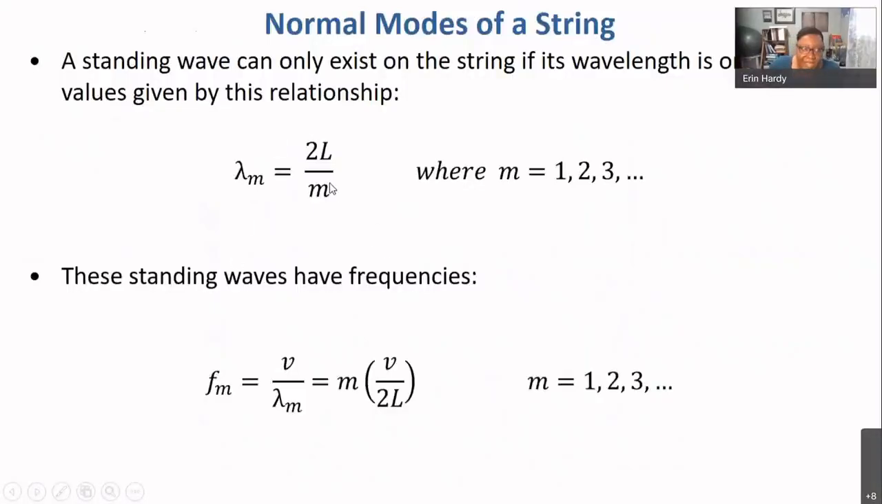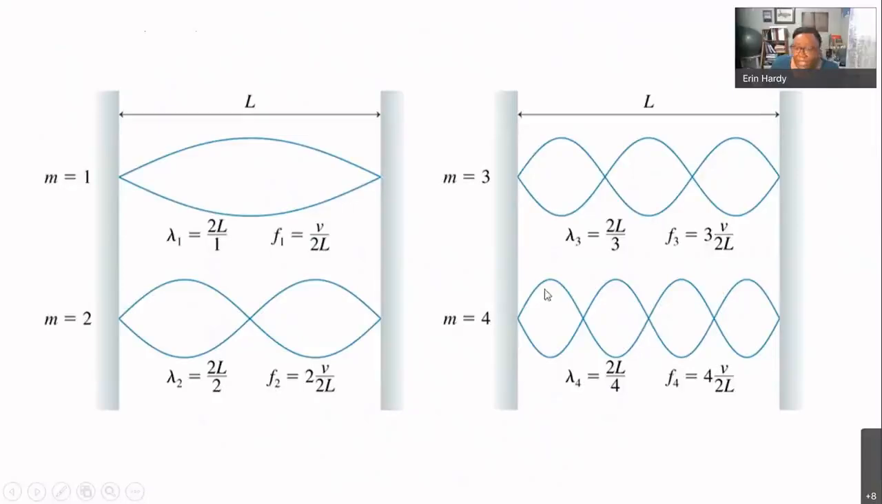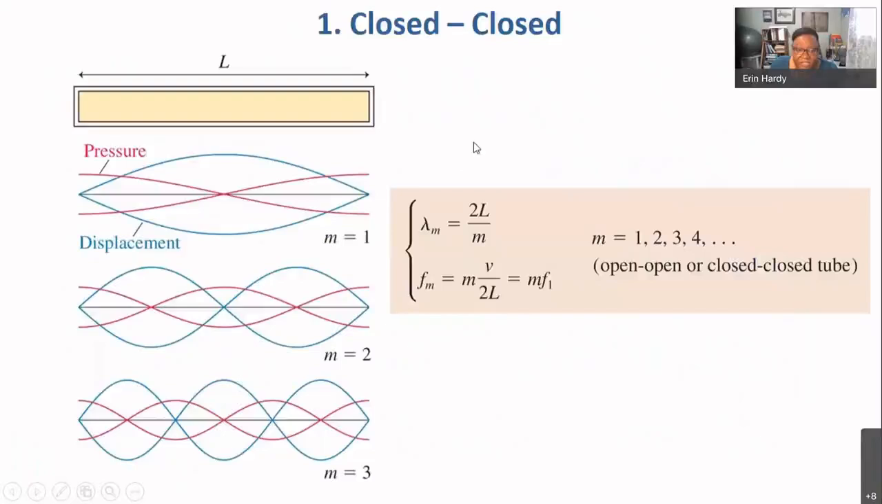So you can have an m is equal to, let's say, 5 standing wave, except there will always be one greater number of nodes than antinodes. And there's no scenario where you will have a quarter wavelength or a third of a wavelength. It's always halves. And that is also how standing waves in certain tubes work. We talked about closed, closed, open, open, and then open, closed, or one of each.